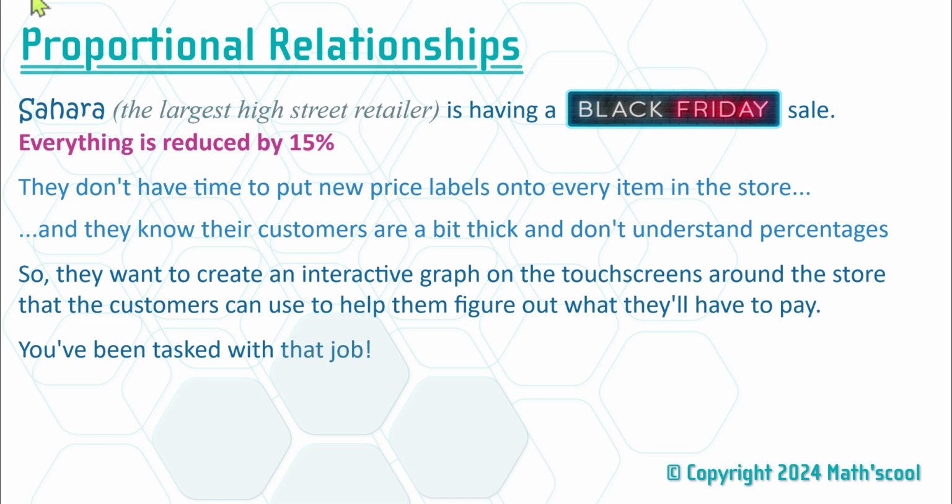So this is still proportional relationships. Sahara, the world's largest high street retailer, is having a Black Friday sale. Everything is reduced by 15%. But they don't have time to put new price labels on every item in the store. And they know their customers are a bit thick and the customers don't understand percentages. So they want to create an interactive graph on the touch screens around the store so that customers can use them to help figure out what price they'll have to pay. You've been tasked with the job.